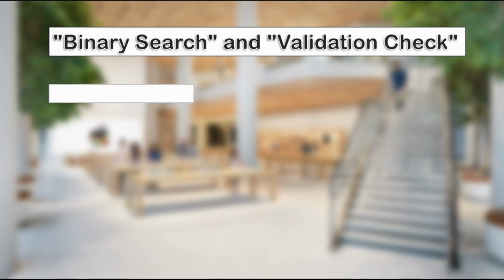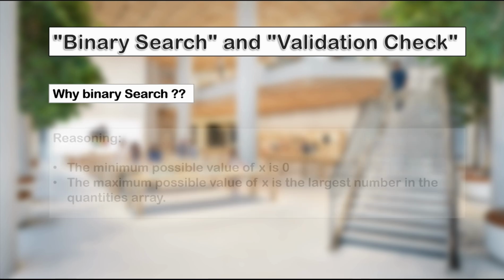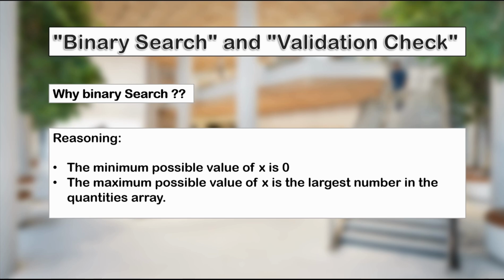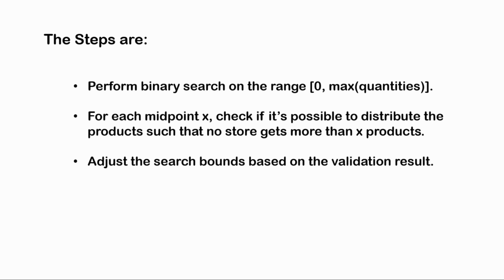We can use binary search combined with a validation check. Why binary search? Because x lies between two bounds. The minimum possible value of x is 0 because a store can receive no products. The maximum possible value of x is the largest number in the quantities array, as one store might receive all products of a type. Using binary search, we will find the smallest value of x that satisfies all the conditions.